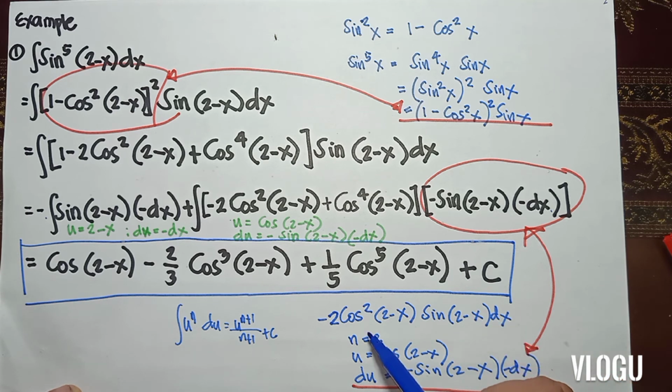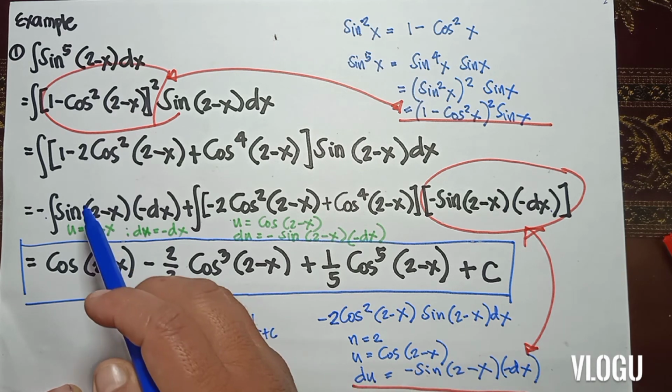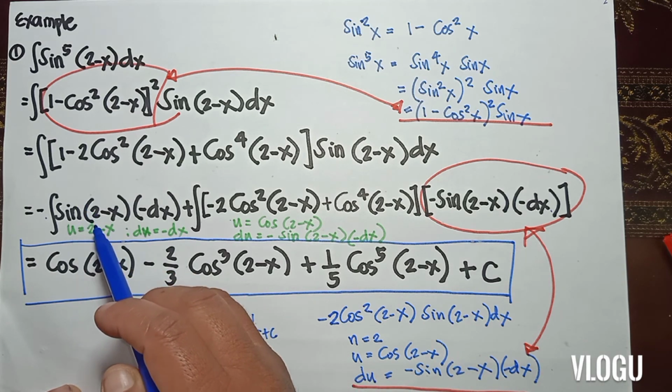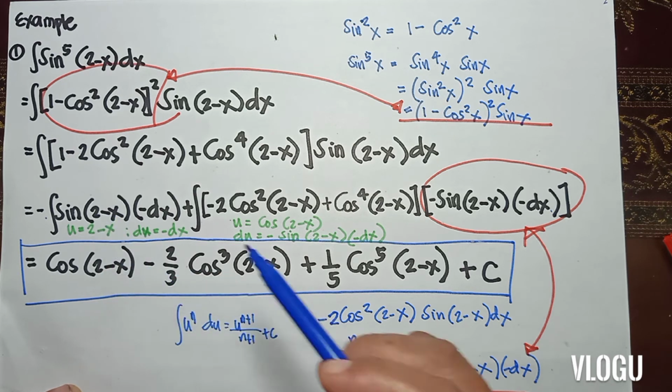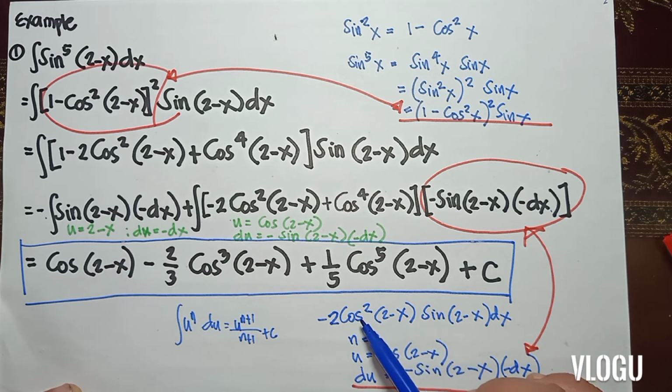Our n here is 2. You will use u to the n here. Why? Because you have two trigonometric functions. If we have one trigonometric function, your u is your 2 minus x. If you have two trigonometric functions, cosine and sine, one of them is for du. So n, your exponent, is 2, and u is equal to cosine (2 minus x).